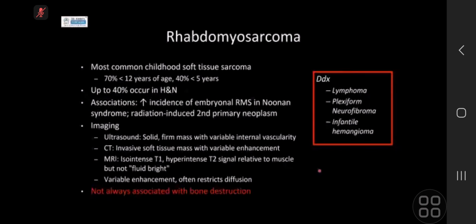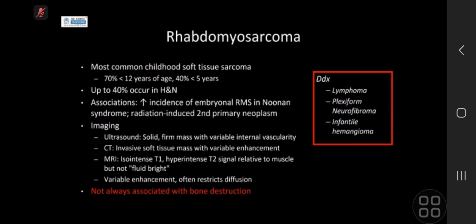In fact, the most common soft tissue sarcoma. Okay, 70% below 12, 40% below 5, and up to 40% of them occur in the head and neck. Of course, the associations: you've got other syndromes, you've got Noonan syndrome, or previous radiation that increases your risk. These are tumors from primitive mesenchymal stem cells, such as rhabdomyoblasts. You can have 3 different histologic subtypes. You've got your embryonal ones, which are most common in young children. You've got the alveolar rhabdomyosarcoma, which is in the 15 to 25 year olds, and then the older ones, which are the pleomorphic ones, about 40 to 60 years old.